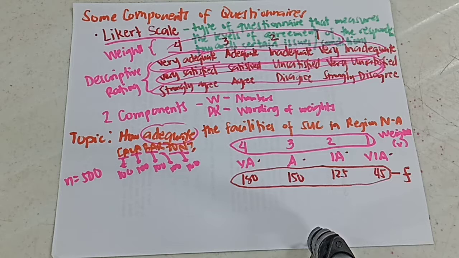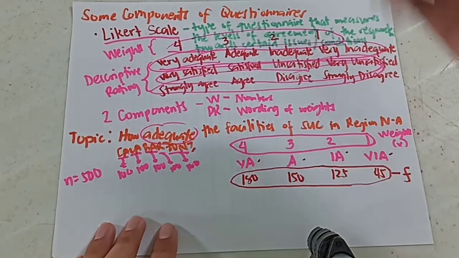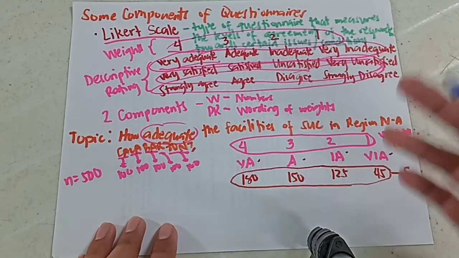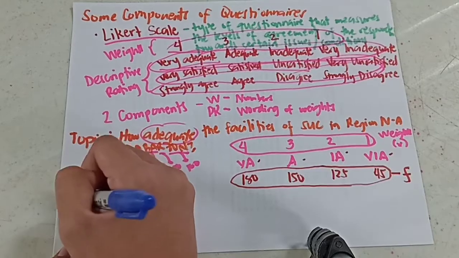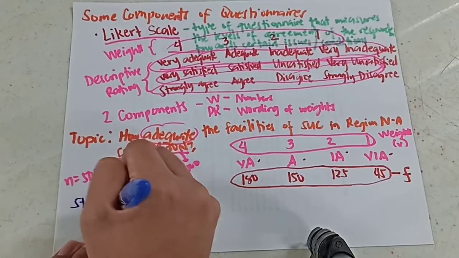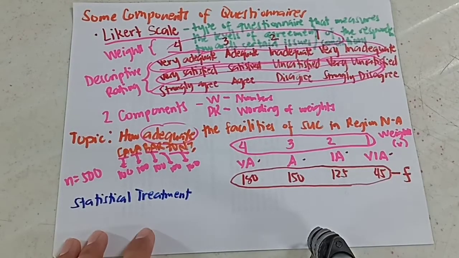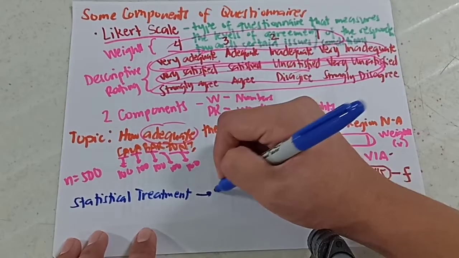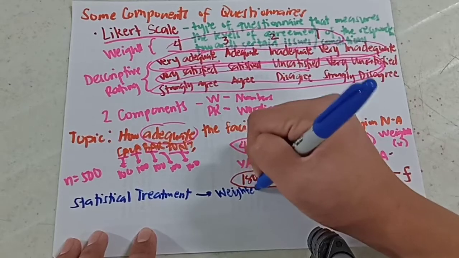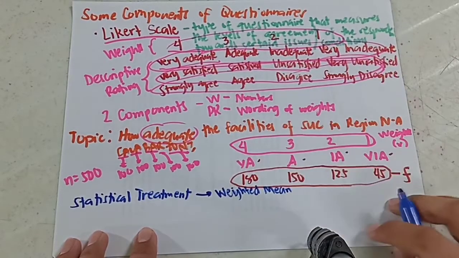Now, we all know that quantitative research is concerned with statistical methods. It uses statistics. However, how can we use statistics in the Likert scale, given that they are given descriptive ratings and everything? Since survey research uses simple inferential analysis, it can use a statistical treatment known as the weighted mean. And what is the formula for the weighted mean?